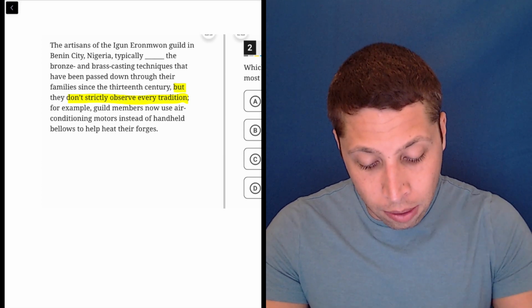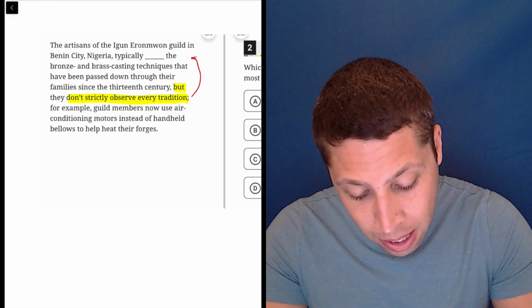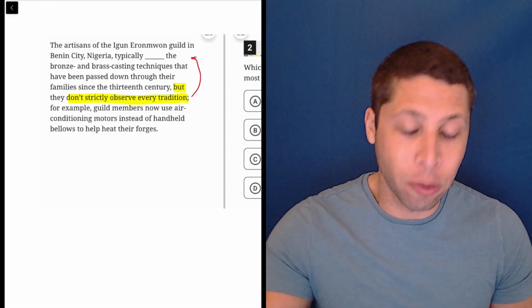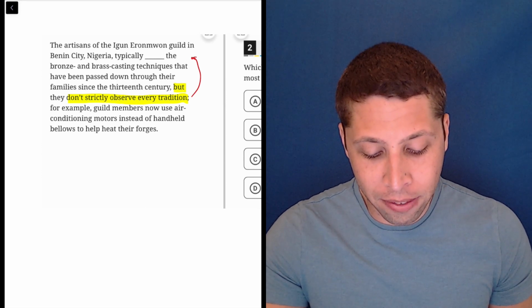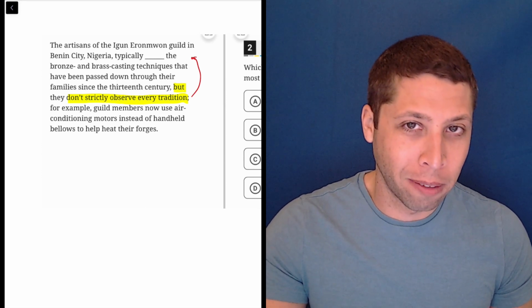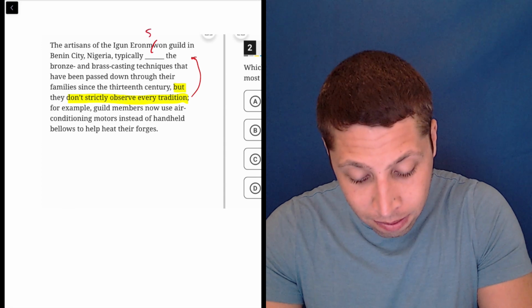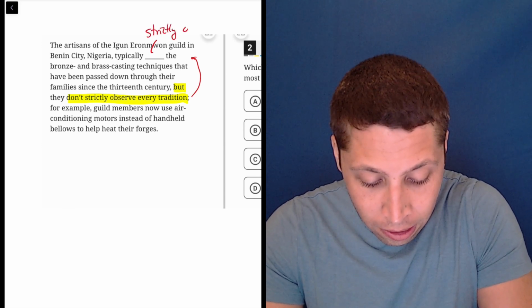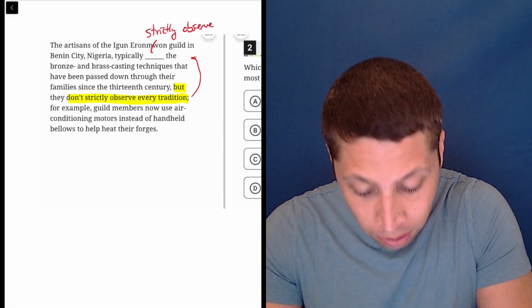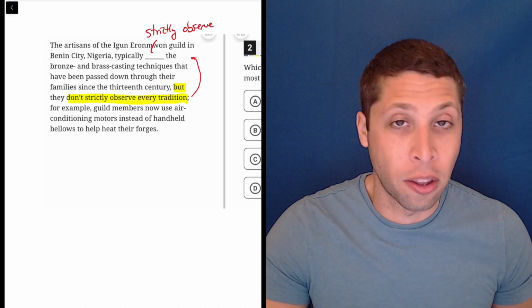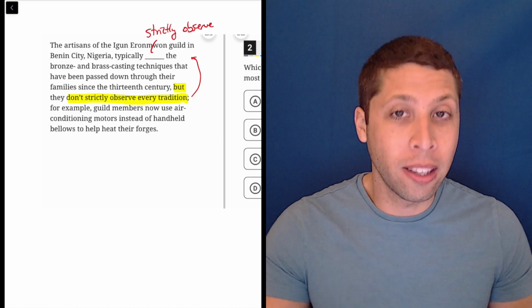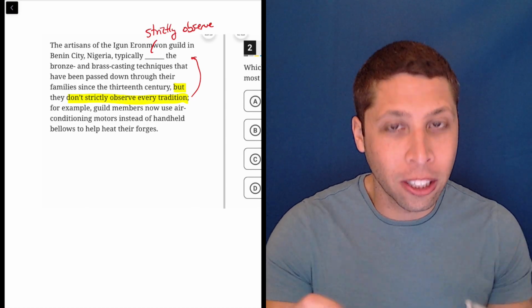So great. Try to anticipate what this is going to be using the contrast and the idea that we're contrasting with. So we're looking for the opposite of not strictly observing. So how about they strictly observe the bronze and brass casting techniques that have been passed down through their families since the 13th century. So they're following the techniques. That's what it's saying. There's a clear contrast here.